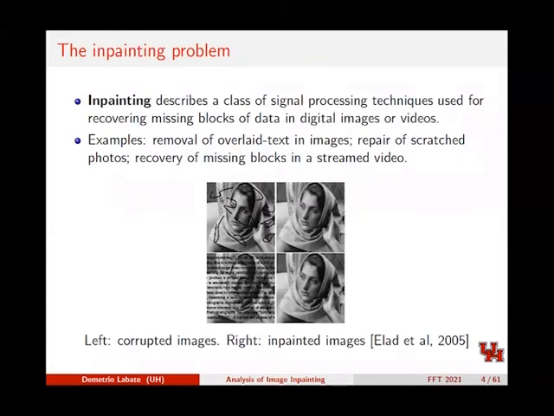And here is a classical example with an algorithm by Elad and co-authors from 2005, where on the left you have images which have been damaged by occluding part of this Barbara image with either scratches or text, and on the right you see how the image has been inpainted.